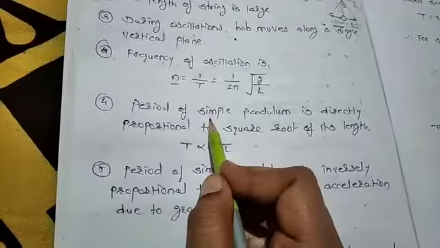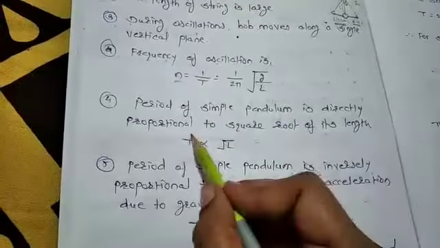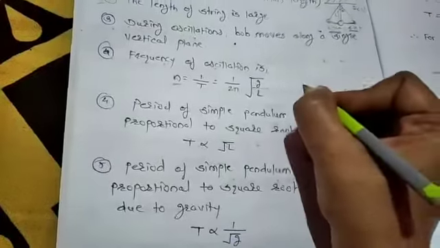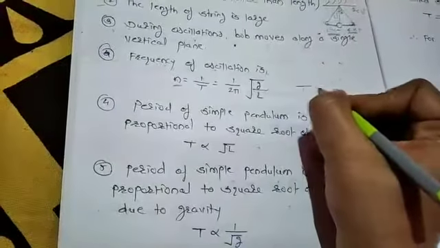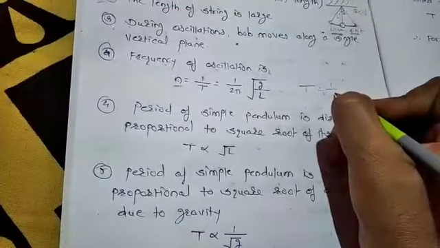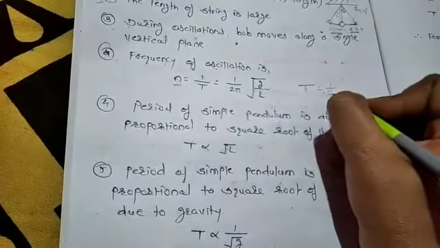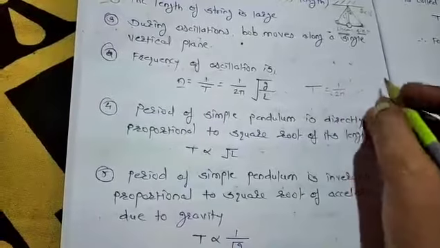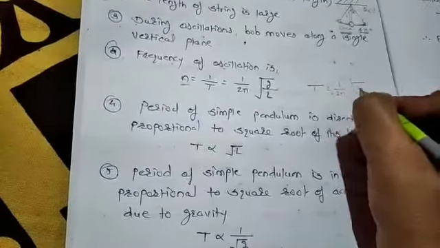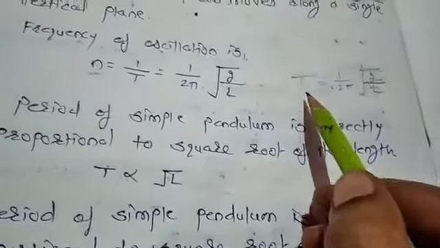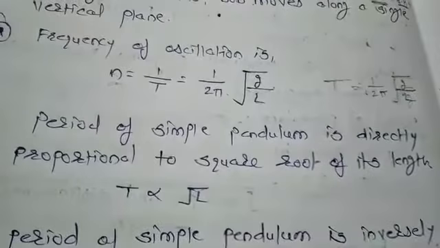The next is the fourth one. The period of a simple pendulum is directly proportional to the square root of its length. For the formula for the period, t is equal to 1 upon 2 pi under root of L upon g. Sorry, this is the formula for the frequency.